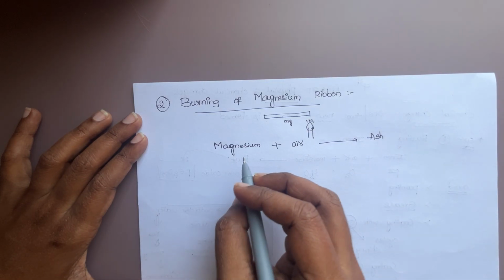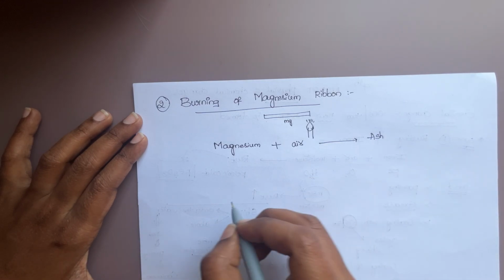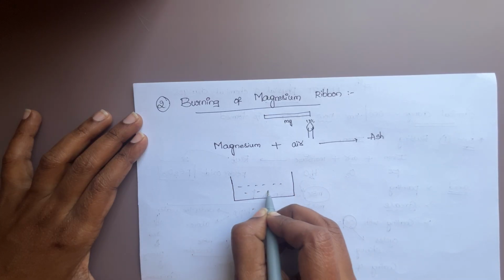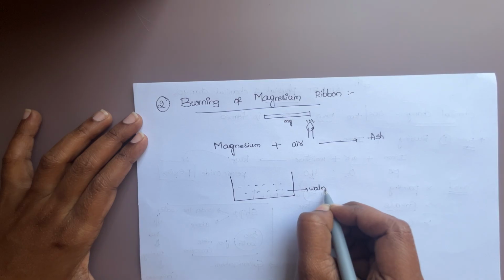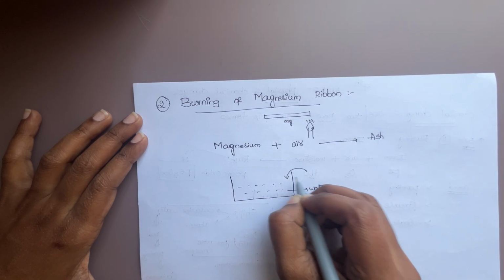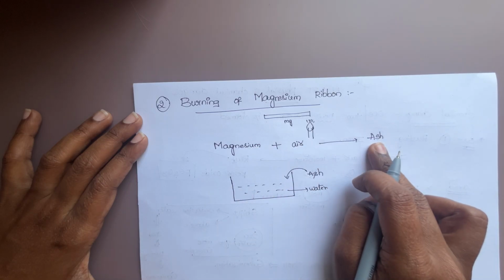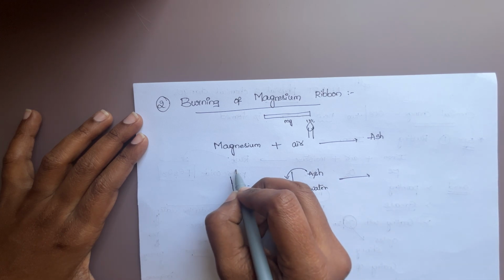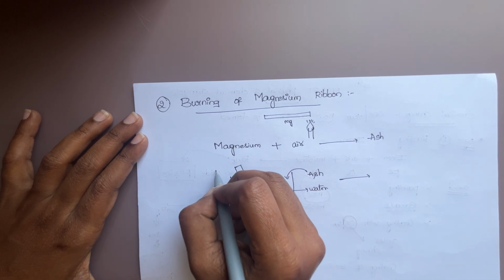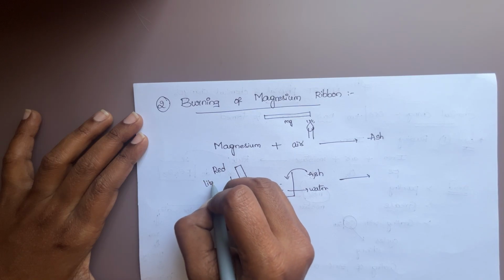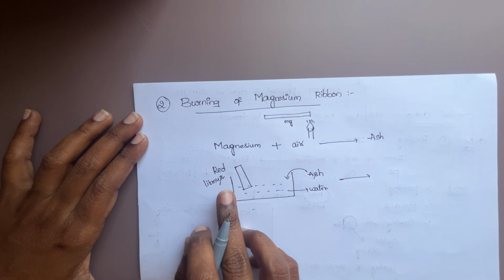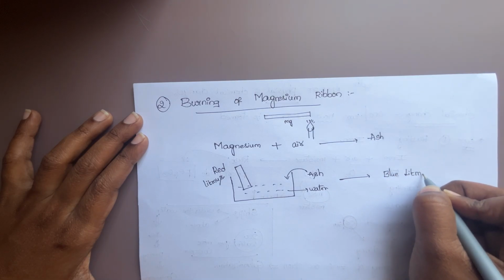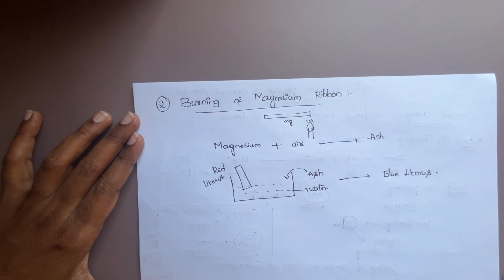So now what happened here? Then I took this ash in a beaker and added water. I added the ash, whatever ash was produced from this burning process. Now I applied a litmus paper. I took the red litmus paper. What happened to this red litmus paper? Red litmus changes to blue litmus paper.